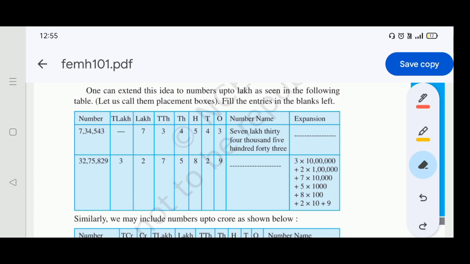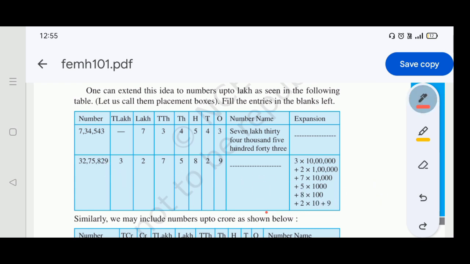The next question is, the number given is 32,75,829. In the 10 lakhs place it is 3, in the lakhs place it is 2, 10,000s place 7, 1,000s place 5, in the hundreds place it is 8, tens place it is 2, ones place it is 9. Here the number name is left blank and the expansion is already given in the table. So we have to fill the number name column.